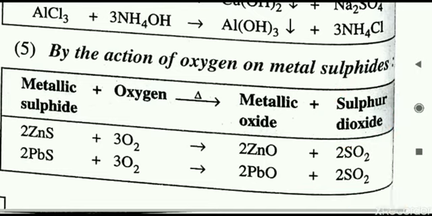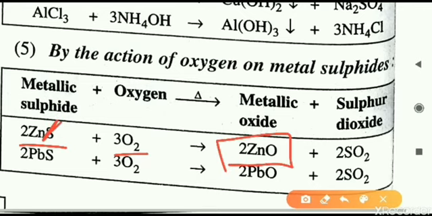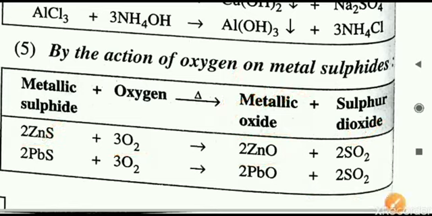Let us see the example here. Zinc sulfide, that is ZnS. On addition of oxygen, what is happening? The sulfur is removed from here and oxygen replaces that sulfur and we will get the metal oxide. This metal oxide is what? It is a base. And the remaining thing we are getting is sulfur dioxide, that is a byproduct of this reaction.